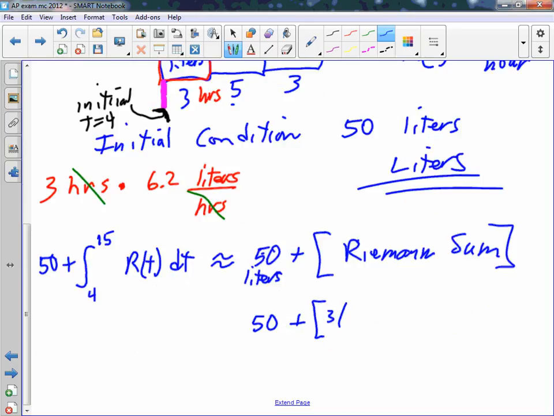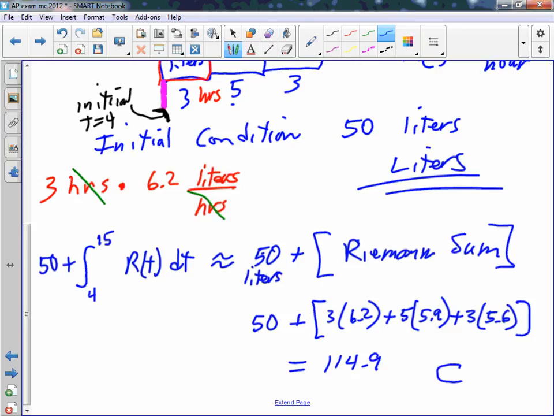3 times 6.2 plus 5 times 5.9 plus 3 times 5, and so on, equals... I think when you're done there, you get 114.9, which is C. And those are liters, not meters. Questions?